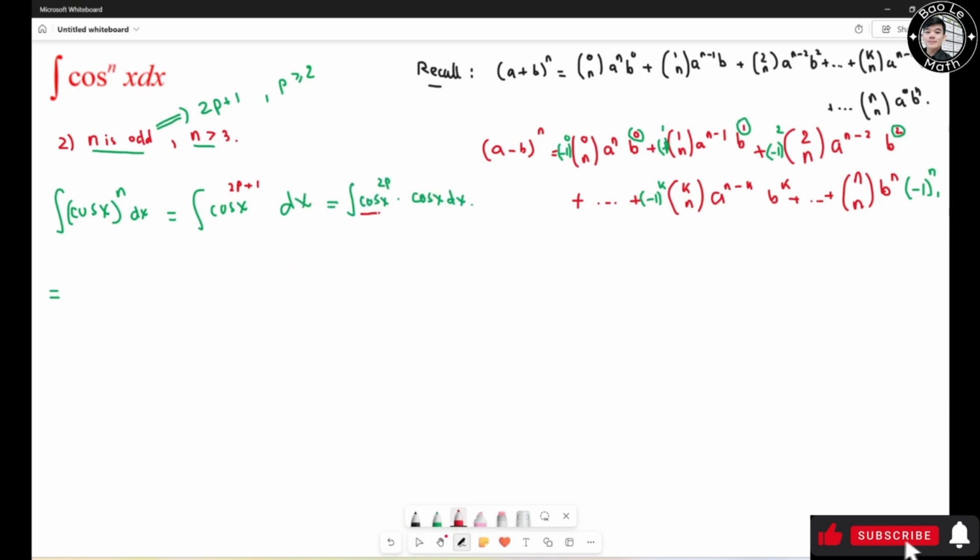Now this can be written as cosine square all together to the power of p. Cosine square can be written as 1 minus sine square, so it's going to be the integral of 1 minus sine square of x raised to the p, times cosine x dx. But cosine x dx can be written as d sine x.